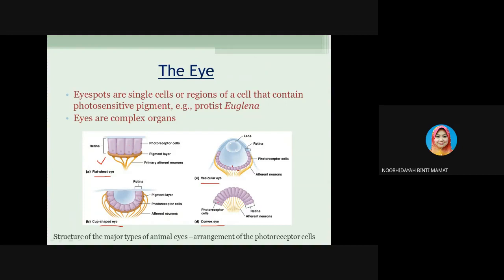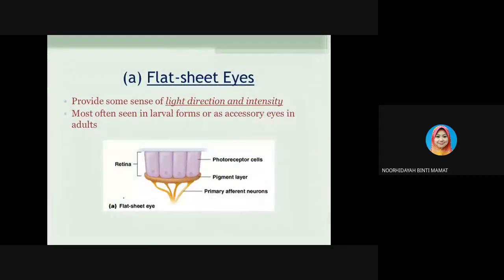This is the photoreceptor cells. It is based on the arrangement of the photoreceptor cells. So we go one by one. The first one is the flat sheet eyes. It provides some sense of light direction and intensity. Most often seen in larval forms or as accessory eyes in adults.